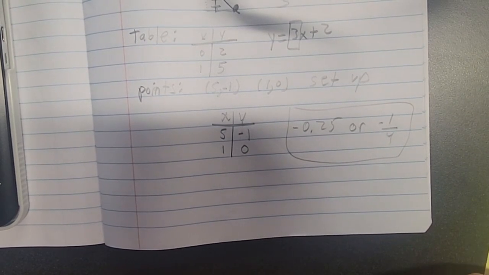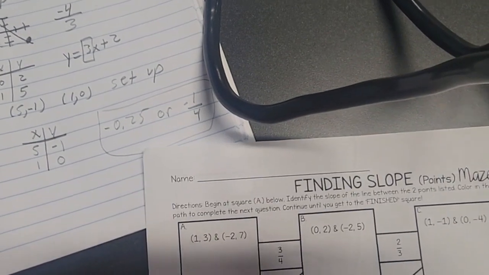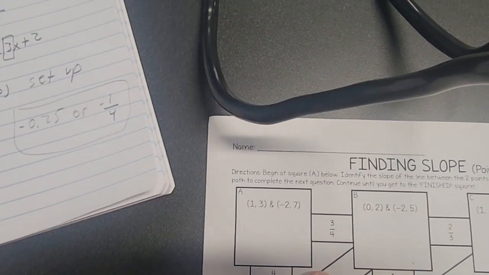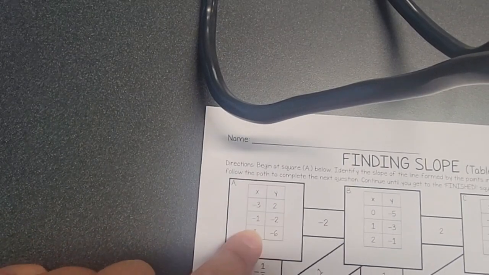All right, the way this works. All right, so you have this little finding the slope maze. Now on this side is just points. So I want to do the points because it's harder. On the other side, this is already the tables, so it's set up for you.